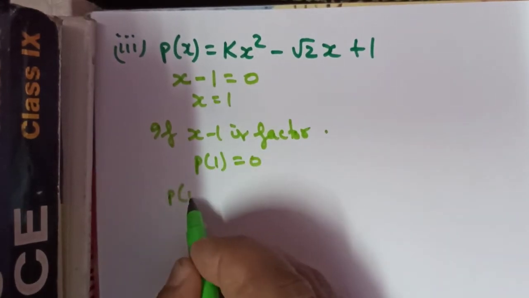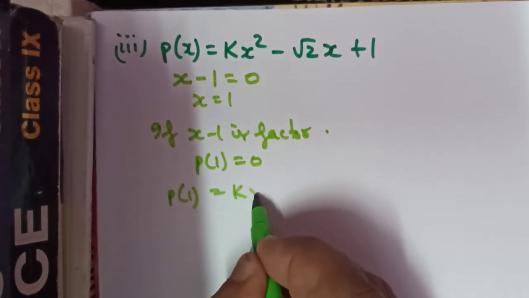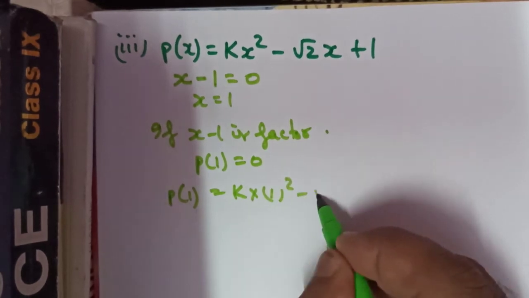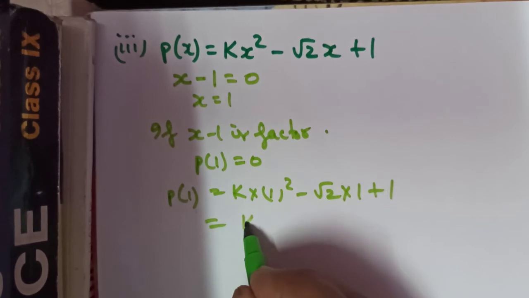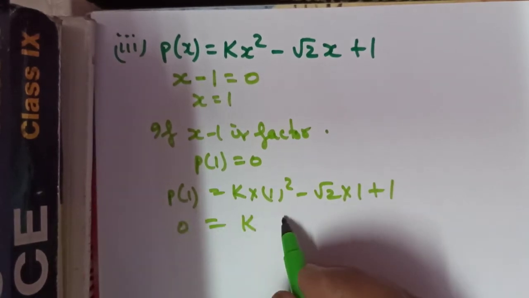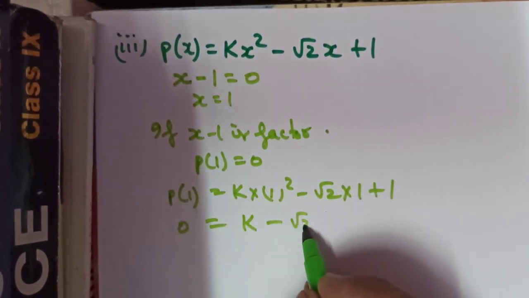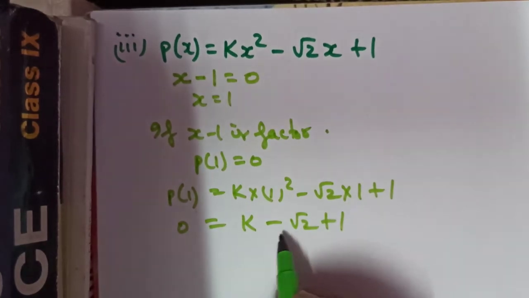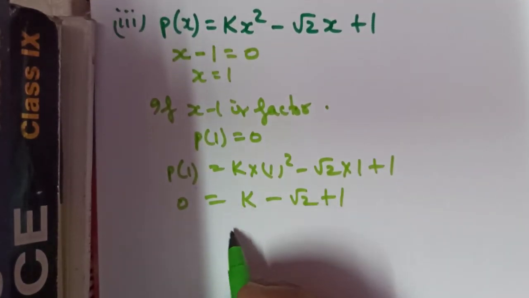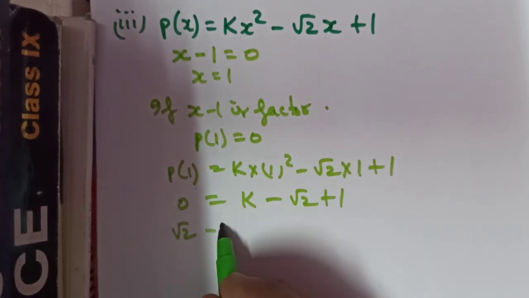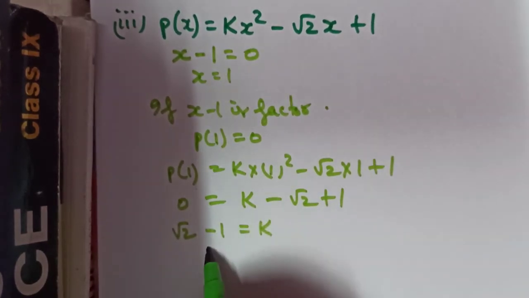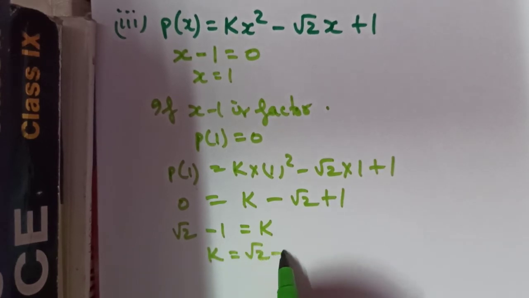And what will be the value of p(1) here? p(1) will be k times 1² − √2 times 1 + 1. So that will be k, and here p(1) will be 0, so k − √2 + 1 = 0. On transposing, we get minus root 2 becomes plus root 2, and plus 1 becomes minus 1, equals k. So the value of k is √2 − 1.